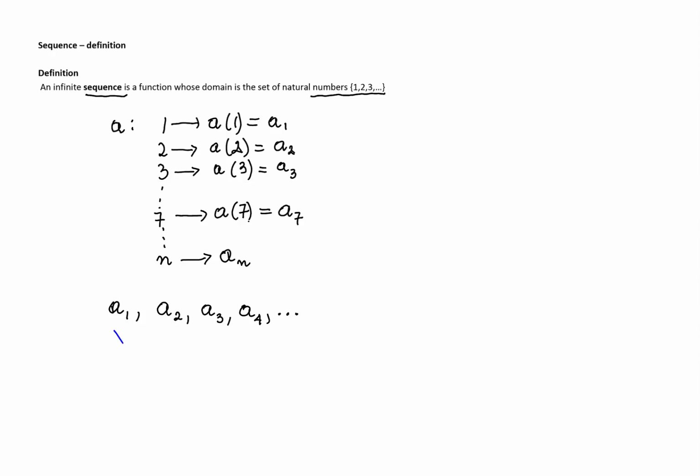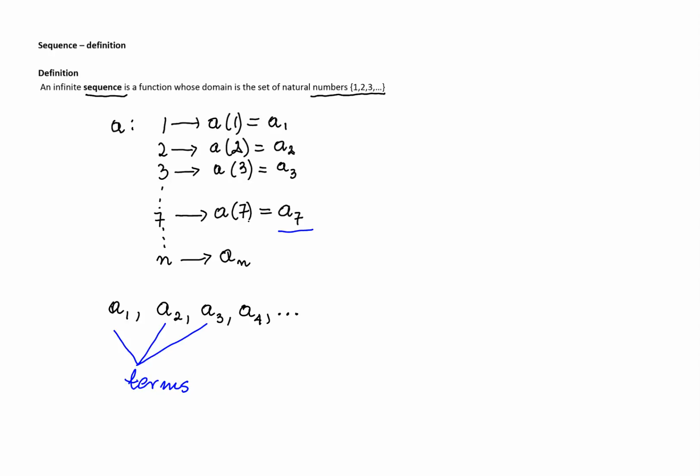The numbers A sub 1, A sub 2, A sub 3, and so on are called the terms of the sequence. For example, A sub 7 is the 7th term of the sequence. That means that this is the value that corresponds to the input 7.